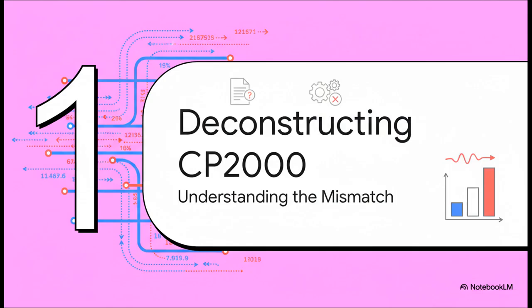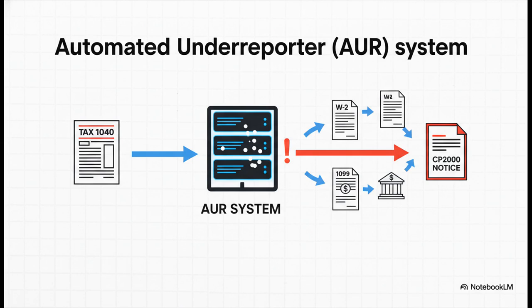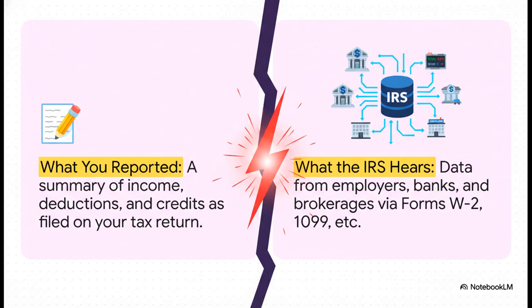Before you can even think about writing a response, you have to know what you're looking at. And the key to the whole thing is actually pretty simple. This all starts with a data mismatch. So this notice comes from a system called the Automated Underreporter, or AUR. And you got to understand, it's a powerful system, but it's also a bit of a blunt instrument. It's basically playing a giant game of match. It looks at your tax return and compares it to all the W-2s and 1099s filed with your Social Security number. If it finds income on a 1099 form that it can't find on your return, boom, it automatically spits out a CP2000 notice.